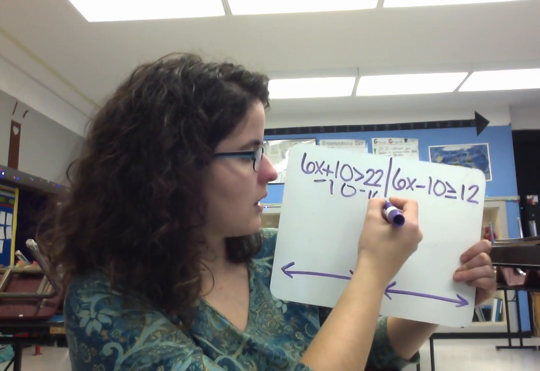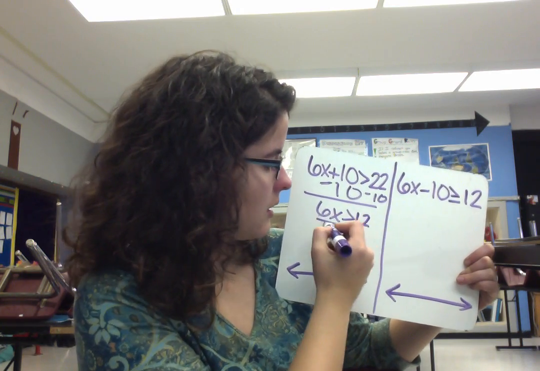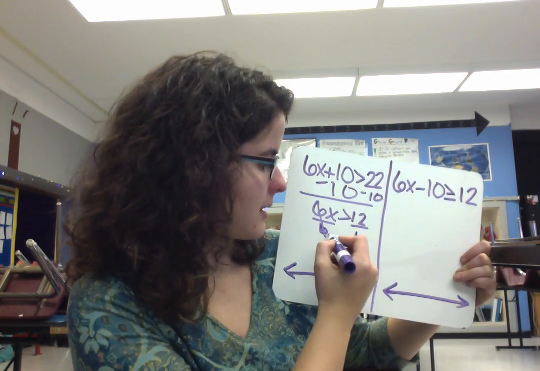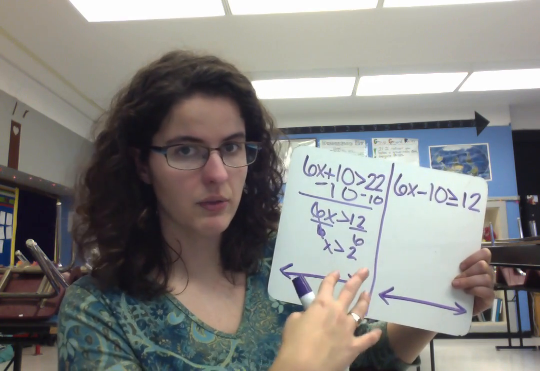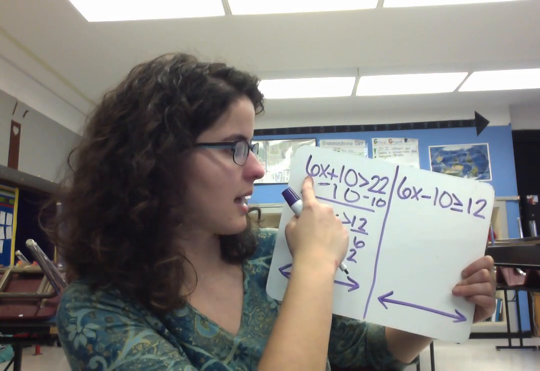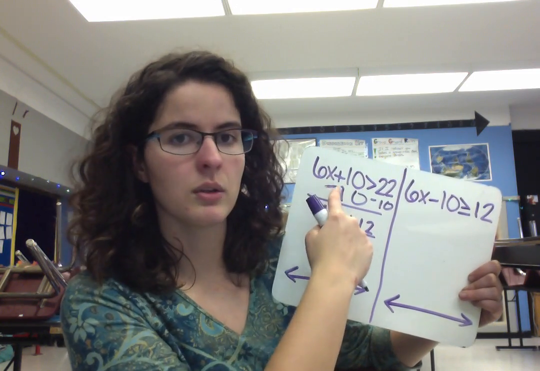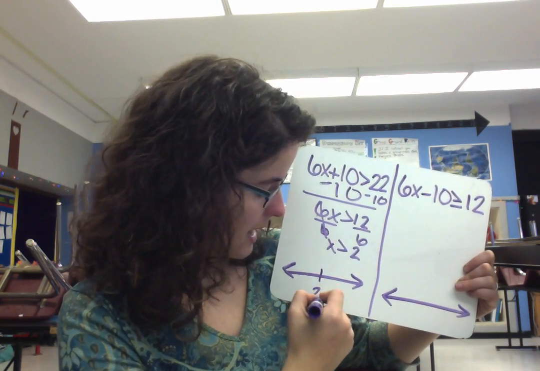So I could take 10 off of both sides. 6x is greater than 12, which means that x is going to be greater than 2. So I think that's my solution based off of this. 2 would be my balance point, because if I plug 2 in, I would have 6x plus 10, which is 22. Both sides would be 22. So I know that my balance point is going to be at 2.